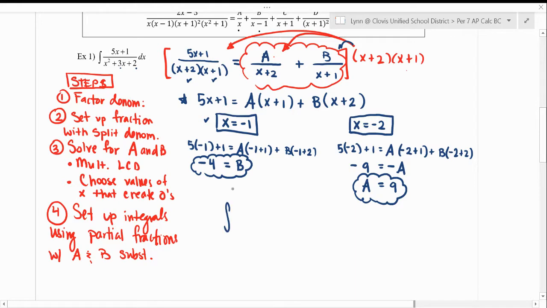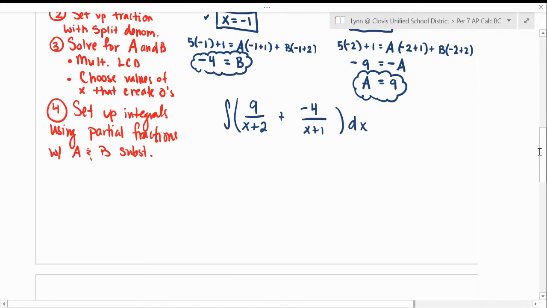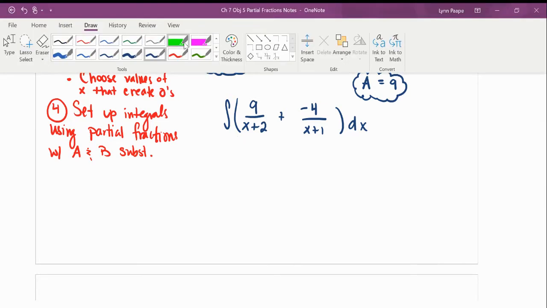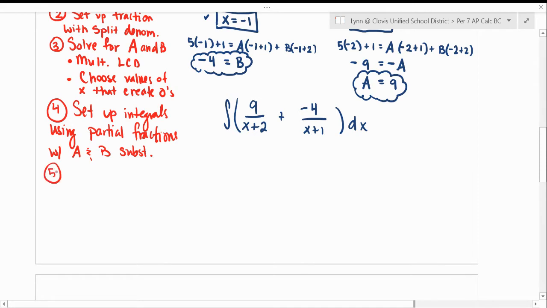So then I would have the integral of A, which is 9 over x plus 2, and then plus B, which is negative 4 over x plus 1. And I'll be integrating with respect to x. Okay. So now just to integrate each of those, I'm going to integrate them independently. I mean, I can do them all together in one step, but just for the sake of explaining, I'm going to integrate both sides. And again, I'm going to separate my integrals. You don't have to, but now you're going to integrate. And almost every time, it's going to be a natural log.